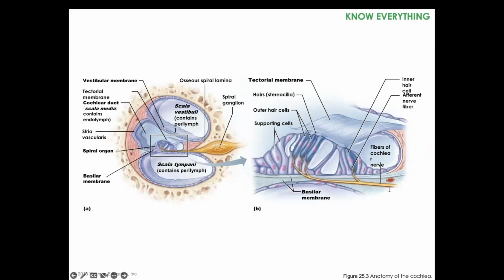The left side gives a look at the inside of the cochlea. Inside the cochlea is the cochlear duct, also called the scala media, that contains a fluid called endolymph. Above and below the scala media is the scala vestibuli and the scala tympani, that both contain perilymph. In the middle of the cochlear duct is the spiral organ. The spiral organ has the basilar membrane where the cochlear nerve will innervate. And then above the basilar membrane are supporting cells, and these supporting cells will come into contact with the tectorial membrane.